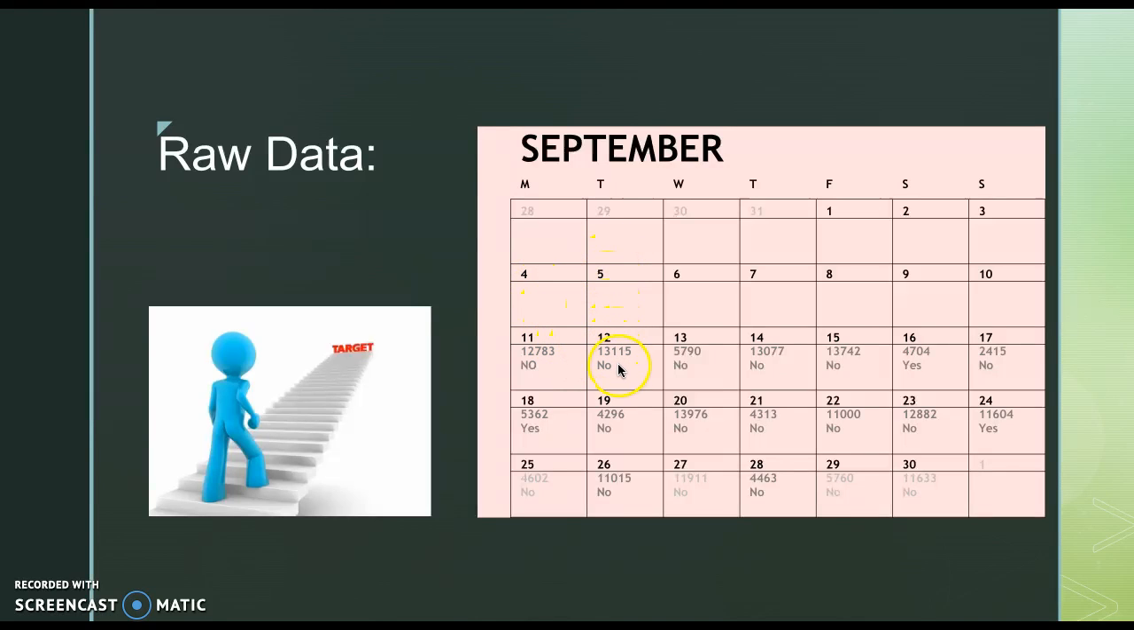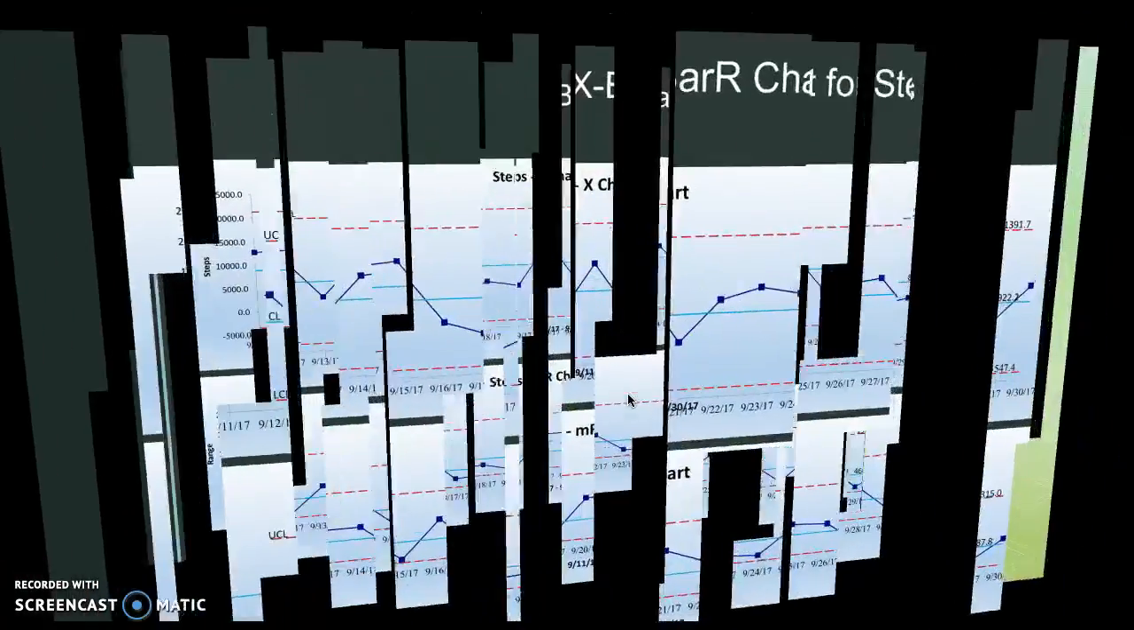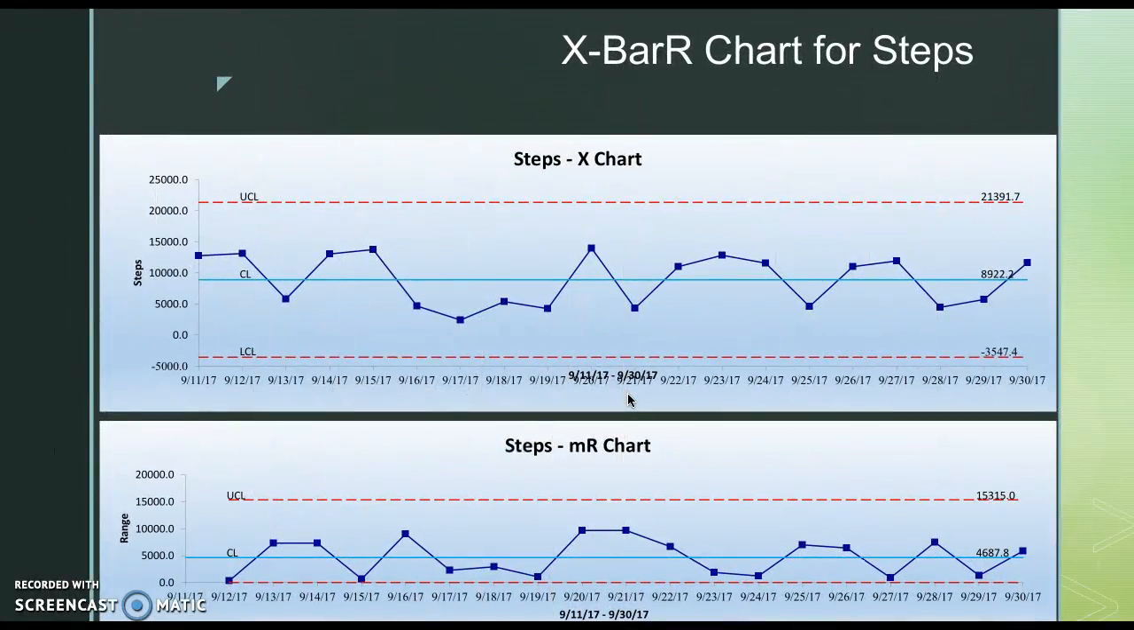As you can see, I started collecting data from 11 September, and the numbers below that are the steps walked on that day, and no means I didn't take any dessert after the meals for that day. What I did with that data is I plotted it on the X bar and R chart.